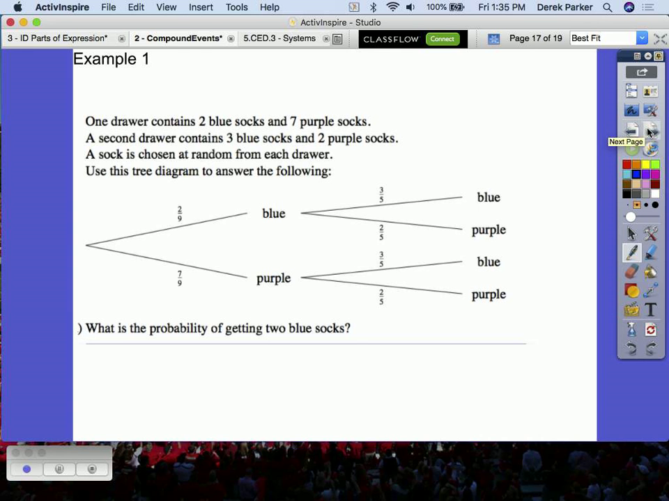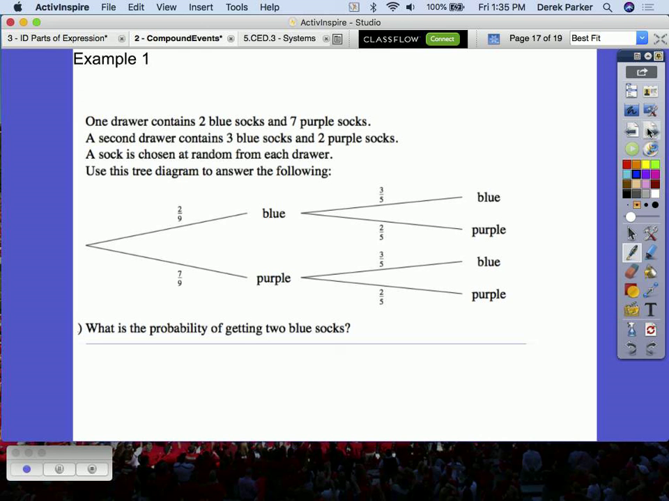Now, let's do another example. One drawer contains 7 blue socks and 7 purple socks. A second drawer contains 3 blue socks and 2 purple socks. A sock is chosen at random from each drawer. Use this tree diagram to answer the following. And as you can tell, the probability of getting blue the first time is 2/9. The probability of getting purple is 7/9. And then we use the branches for the second drawer in the second part of the tree diagram.